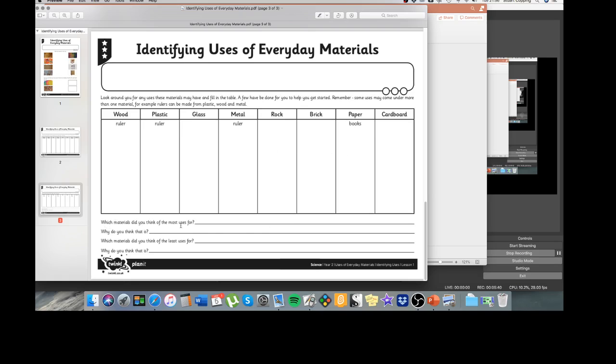And then have a go at answering these questions. Which materials did you think had the most uses? Did you run out of space for some of them but not for others? Why do you think it is? Which material do you think of the least number of uses and why? That might be something you need to talk to an adult about. It's the why questions. Why might you think metal has the most uses? Or why do you think cardboard has the least number of uses? You've got to come up with an idea and just write it on the line. So good luck, have fun, and that's science for today, guys.